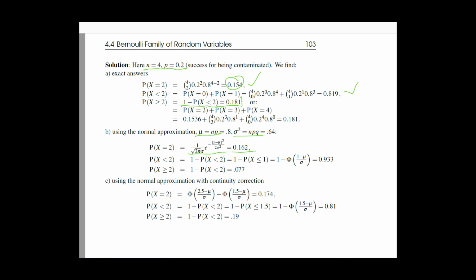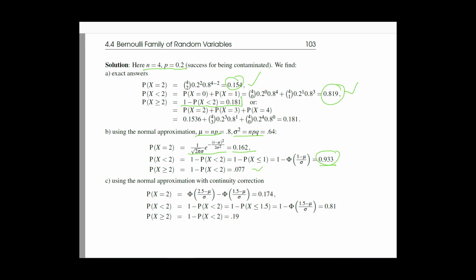This one, however, is not very accurate. Look, this is 1 minus, probably less than 1. So that's the phi function for the normal approximation at 1. And we get 0.93, which is not very close to 0.82 there. And the other one is just 1 minus that.